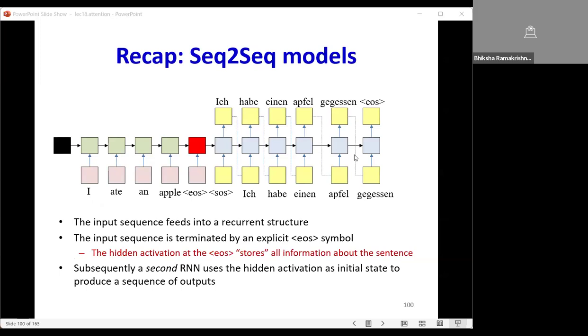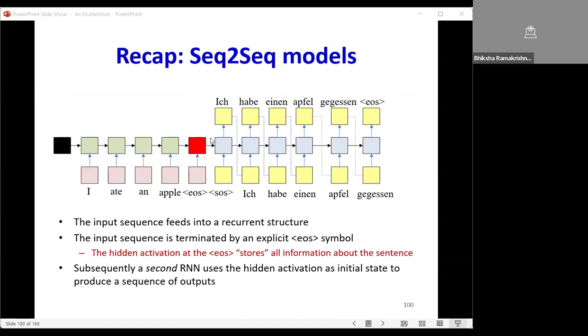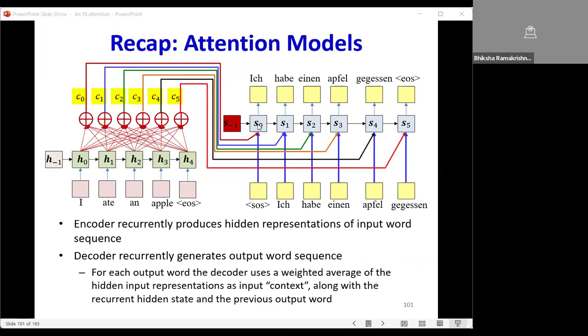So the recap is the simple sequence-to-sequence model had this structure. The input sequence fed into a recurrent structure, and the hidden activation at the end of sequence marker was the final representation of the input, which is fed into the decoder. And this overloaded this guy from both sides. So the attention-based mechanism obtained a context directly from the input and fed it directly as input on the decoder side without recurrence. Moreover, the context vector was computed as a weighted sum of the hidden state values on the input side, where the weights were specific to the output time. And so it solved a couple of problems.